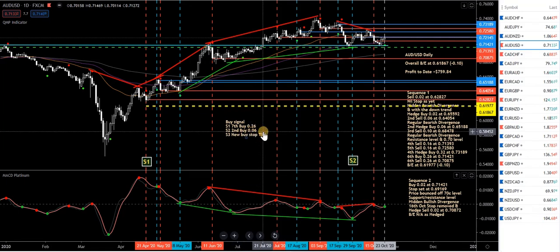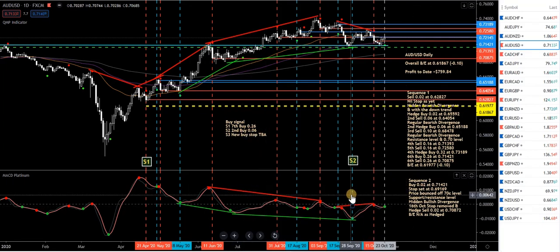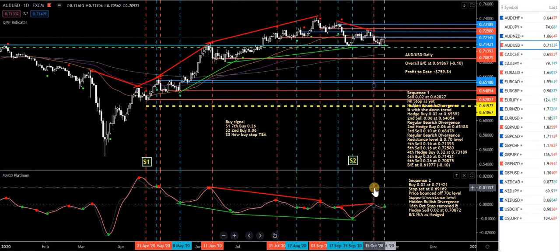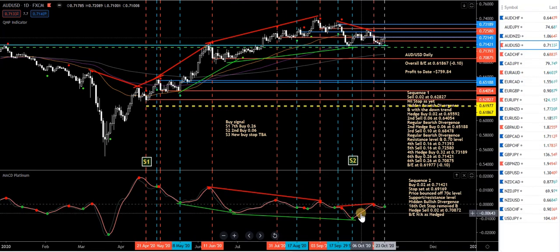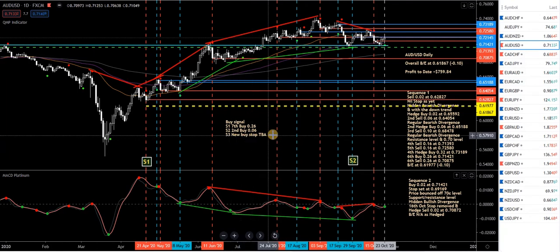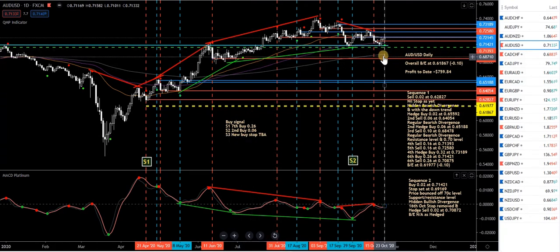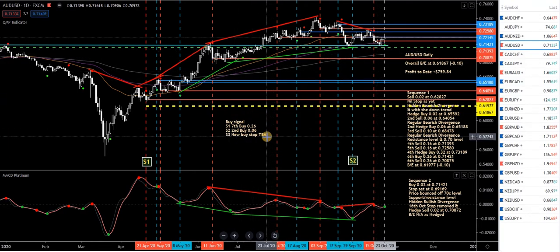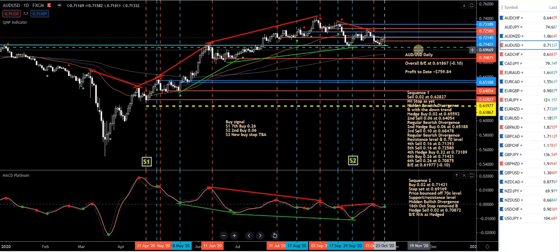Sequence two, I've got a second buy, because sequence two started with a buy, hedge sell, it'll be a second buy. And sequence three is a new buy, so I'll take a new buy here, and I will have a stop in place. It's this TBA, to be advised, I will have a stop. It'll be below this level somewhere here. I just haven't worked it out yet.